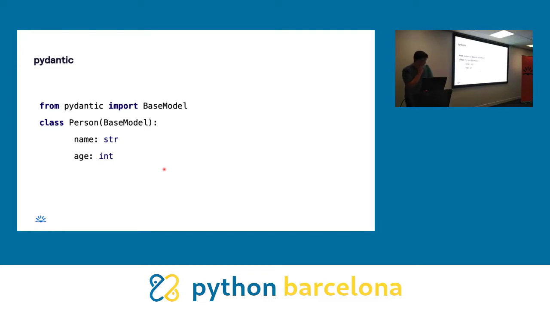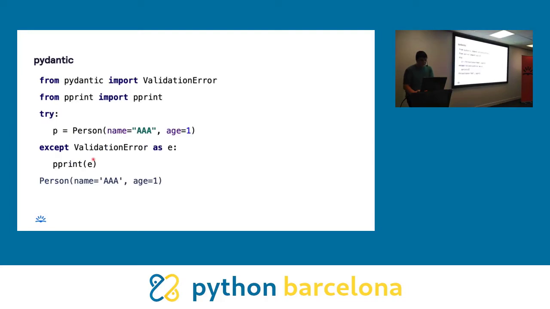So if we check again the example of the person, instead of using a decorator, we say that we want to inherit from the base model. Pydantic includes an option to use data classes from Python with some modifications. But here we inherit from base model, a special class created by Pydantic. We say the name and the age like before, and let's see an example.